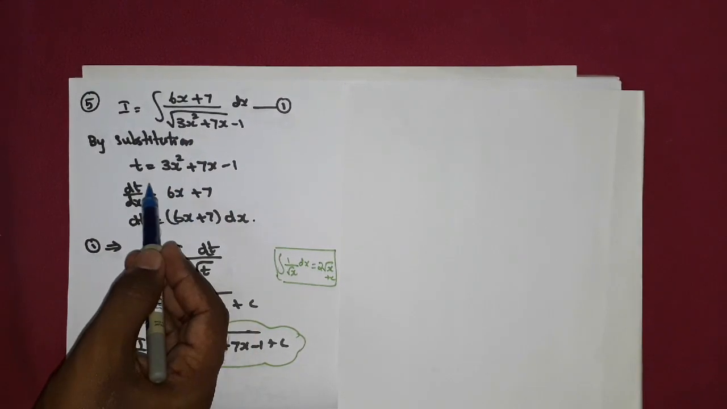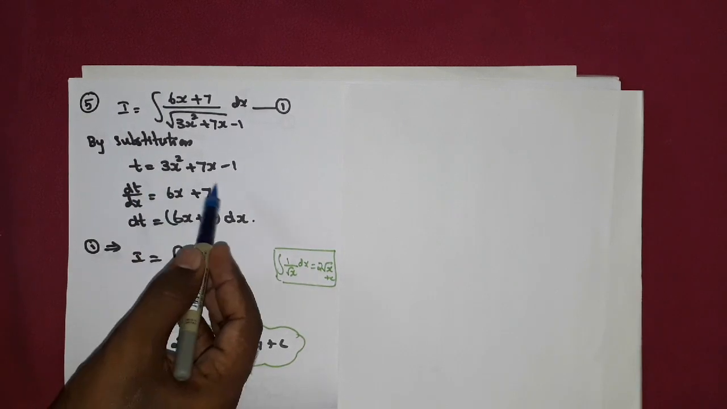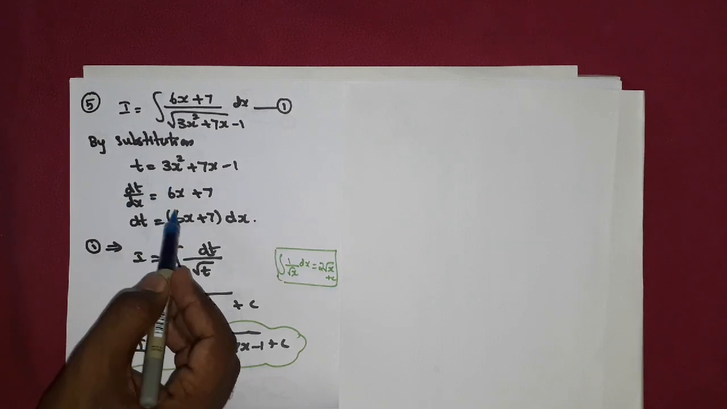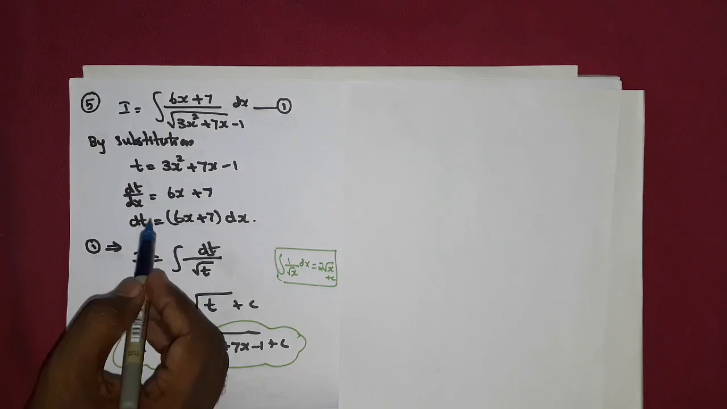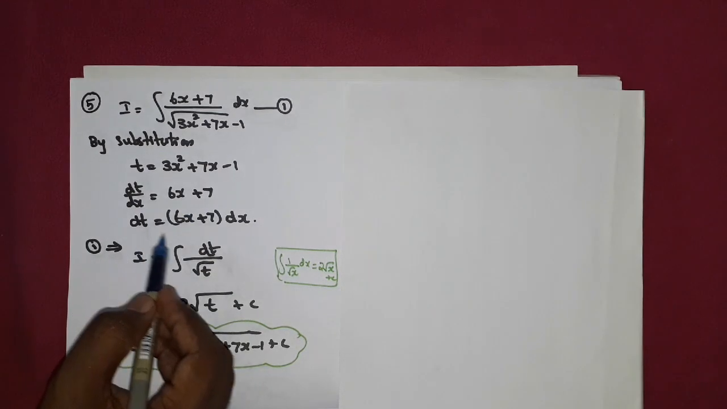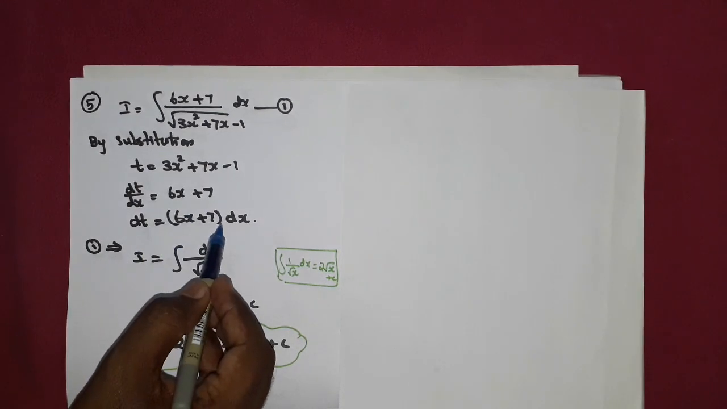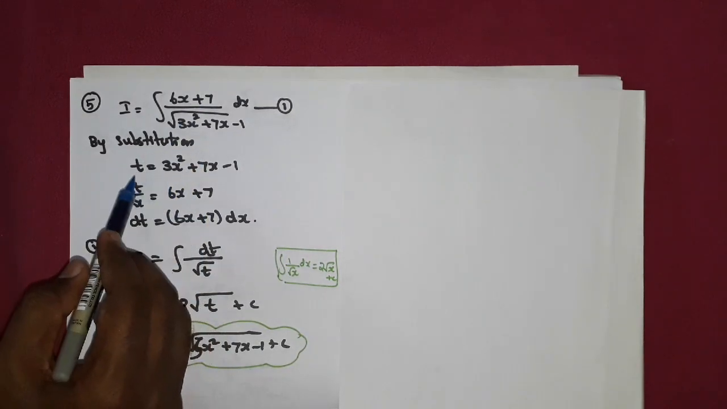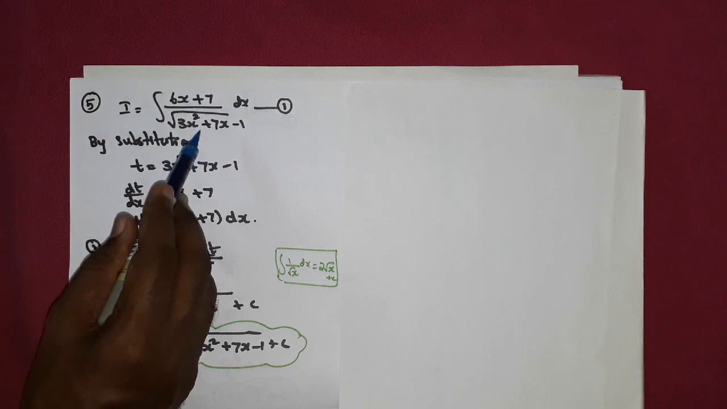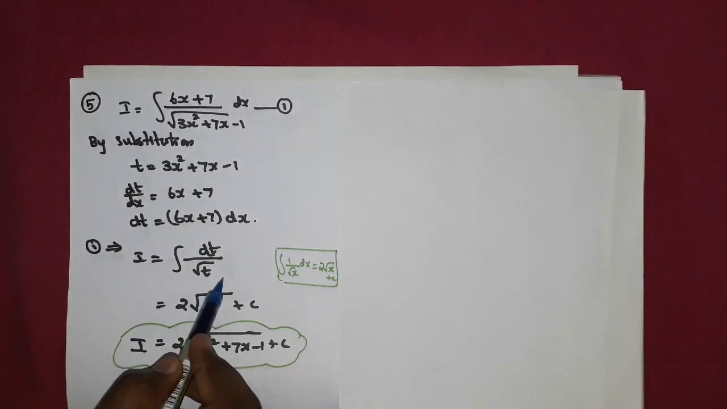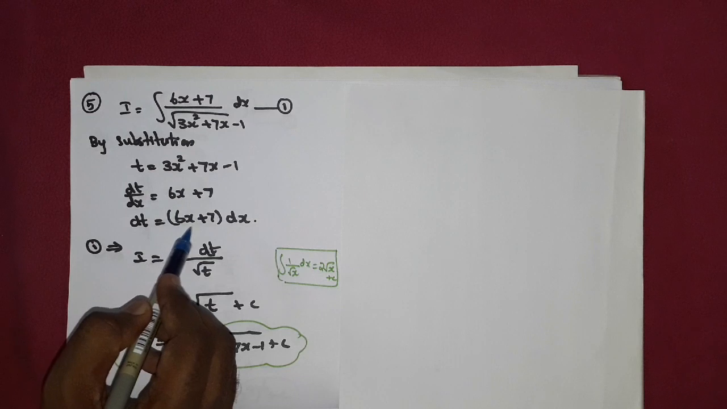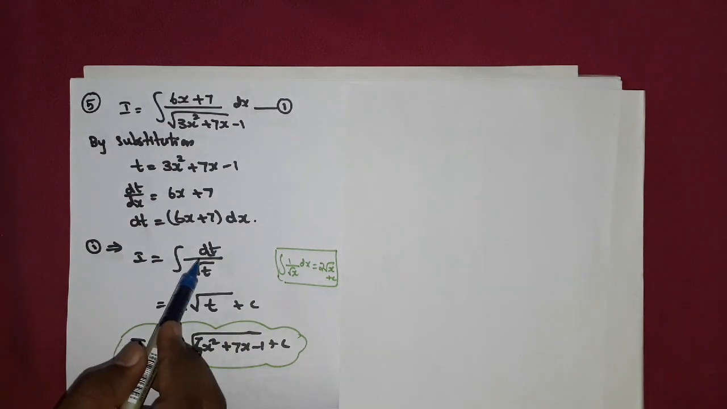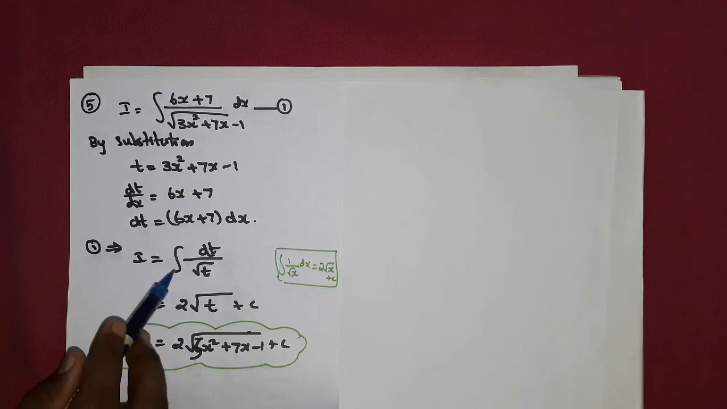So take that as t. So t equal to 3x square plus 7x minus 1. So when you differentiate, you get dt by dx equal to 6x plus 7. Right. Take dx to the other side. So dt equal to 6x plus 7 into dx. Right. Okay. Now in the integral, in the place of this, you are going to apply t. So in this place, if you put t, you get 1 by root t. Right. Now instead of 6x plus 7 into dx, if you put dt, the numerator, you will be getting dt by root t. Okay. Now we got this.